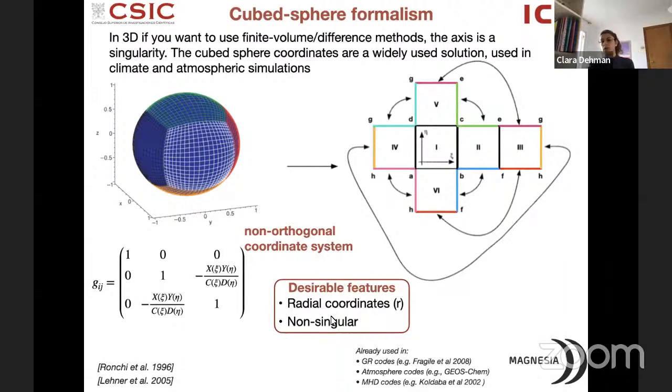Now there is always a cost to pay. Basically, the cost is that your metric is non-orthogonal, which means that your grid is non-orthogonal, and so there are these off-diagonal terms. That means that any mathematical operation you want to do is now more complex and has some extra terms to deal with. The other cost is that you have to let these patches talk to each other. You have to connect the patches together, which is not something simple.